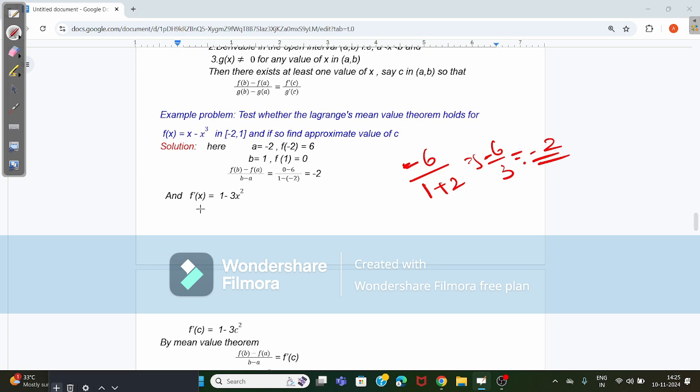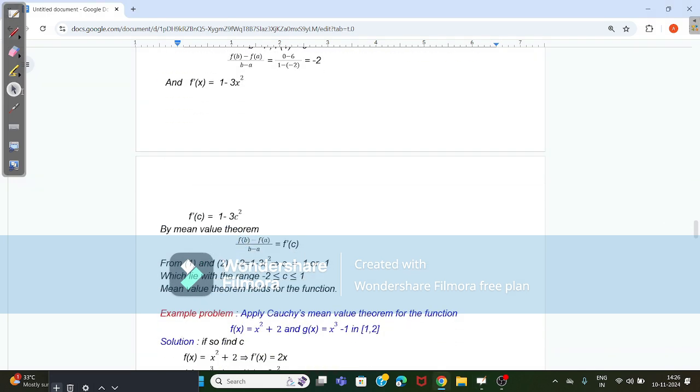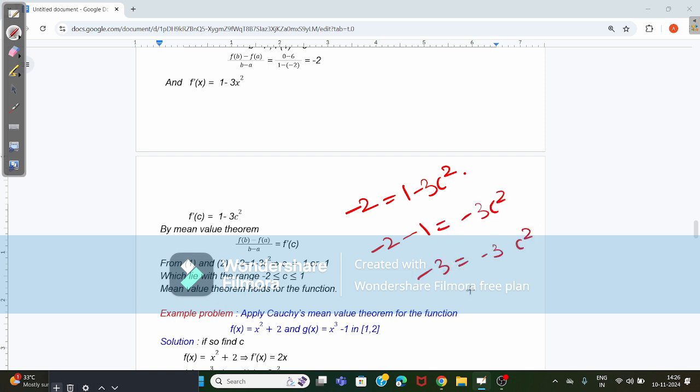Now what is the value of f dash of x? It is 1 minus 3x square. So f dash of c gives 1 minus 3c square. Substitute this value here. So what does this value become? Minus 2 into 1 minus 3c square. So minus 2 equals 1 minus 3c square, so minus 3 is equal to minus 3c square. c square is equal to 1.